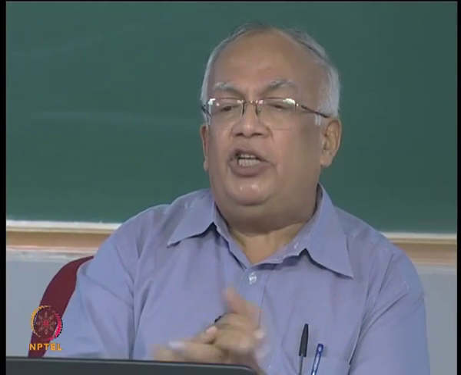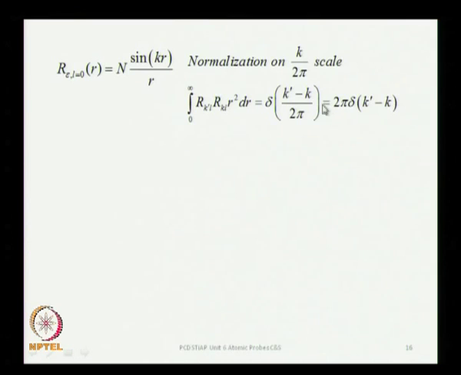So these wave functions are normalized using the delta function integration, which I mentioned in unit 1, and the Dirac delta normalization for two different radial functions, one with k and the other with k prime. This is called normalization on the k over 2 pi scale. So the radial functions are normalized on the k over 2 pi scale.